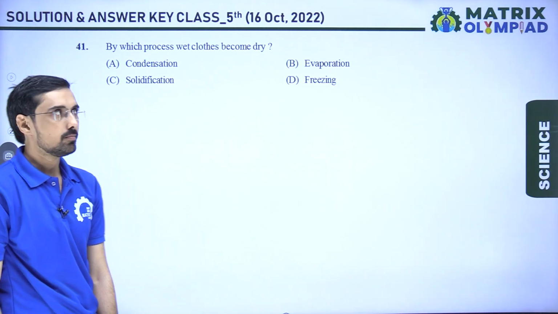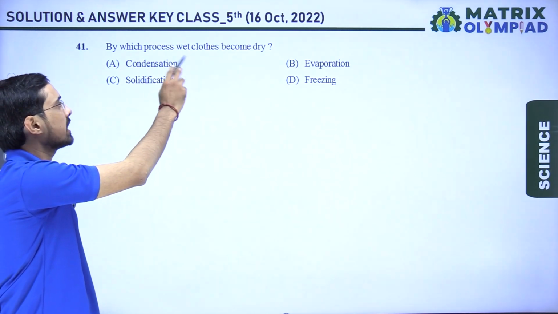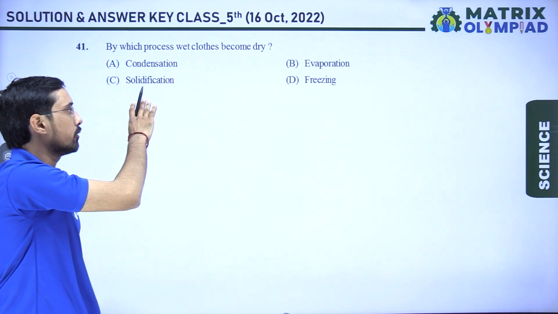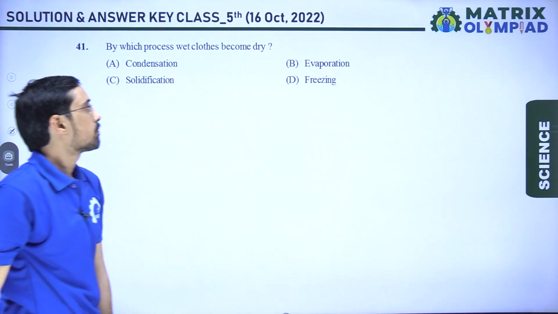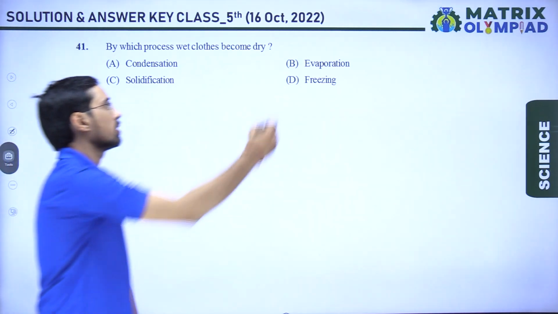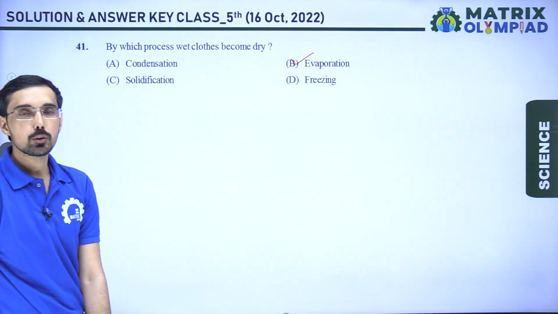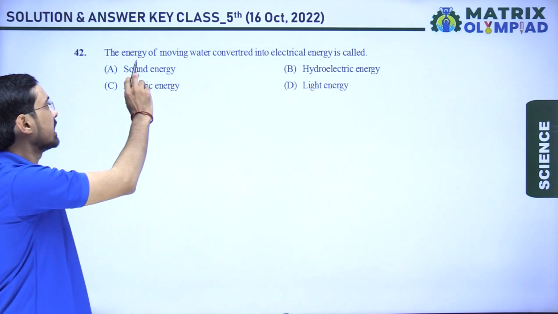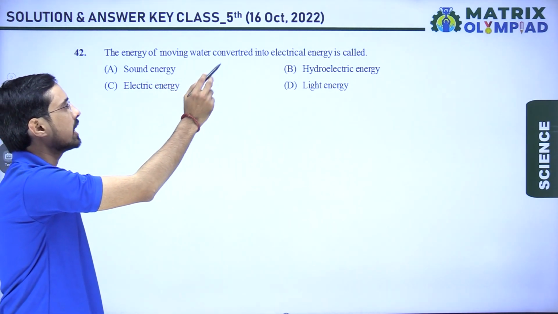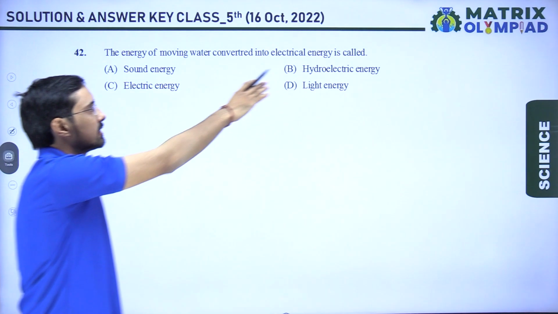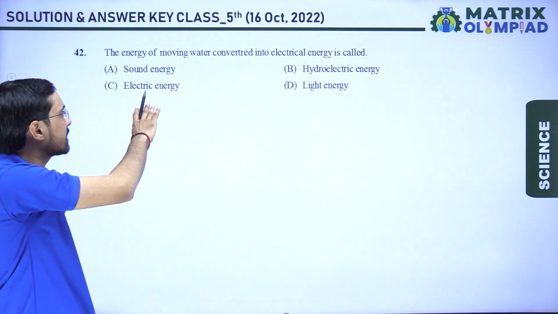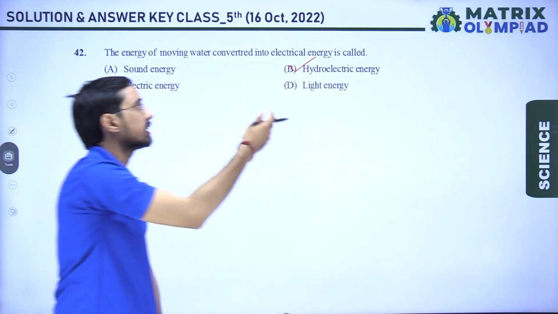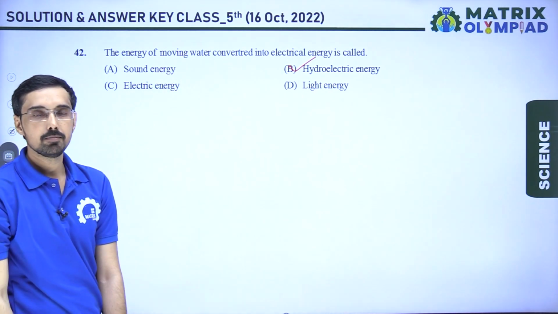Next question is, by which process wet clothes become dry? First option condensation, second evaporation, third solidification, and last is freezing. So our correct answer is evaporation, by which water gets converted into vapors. Next question is, the energy of moving water converted into electrical energy. First is sound energy, second is hydroelectric energy, third is electric energy, and last is light energy. So the correct answer is hydroelectric energy. It converts the water into electrical energy.